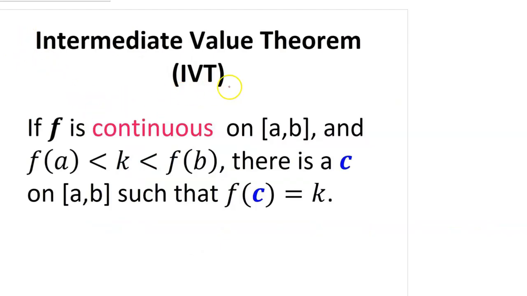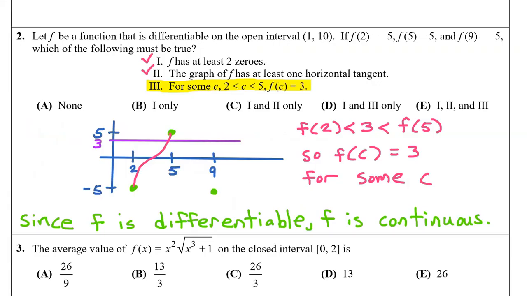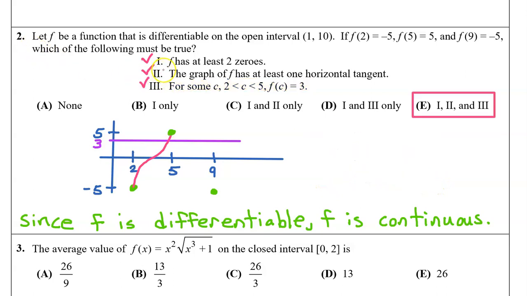This is the intermediate value theorem at work. If f at a is less than k, which is less than f at b, there is some c where f at c is equal to k. In this case, f at 2 is less than 3, which is less than f at 5. So f at c is equal to 3 for some c. Since all three statements must be true, the answer is E.